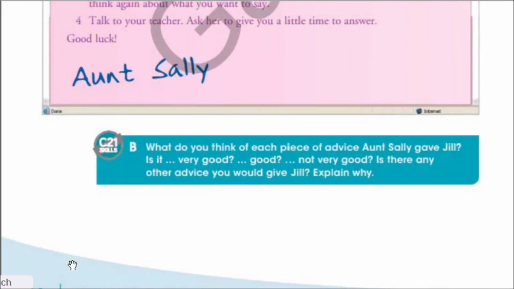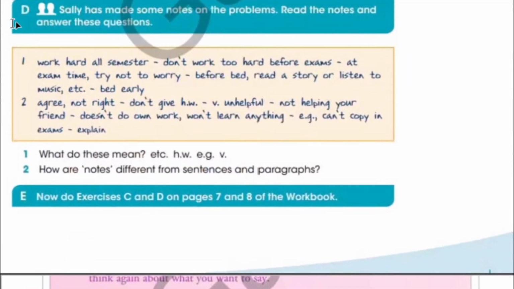Now this is about you. What do you think? You can do it by writing a paper about the advice that Joe took from Aunt Sally. Now after you write your opinion about Aunt Sally's advice, you can write other advice that you can give to help more with the problem. Yes, very good.